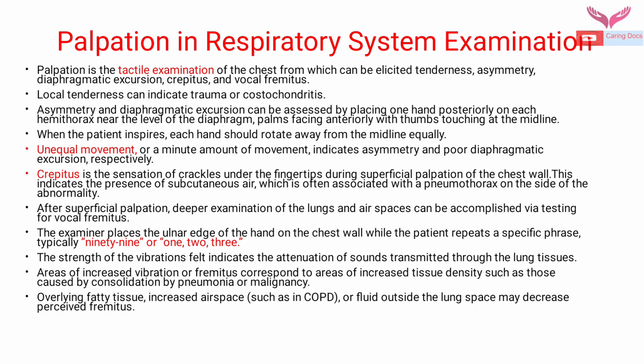Asymmetry and diaphragmatic excursion can be assessed by placing one hand posteriorly on each hemithorax near the level of the diaphragm, with palms facing anteriorly and the thumbs touching at the midline. When the patient inspires, each hand should rotate away from the midline equally. Unequal movement or a minute amount of movement indicates asymmetry and poor diaphragmatic excursion respectively.